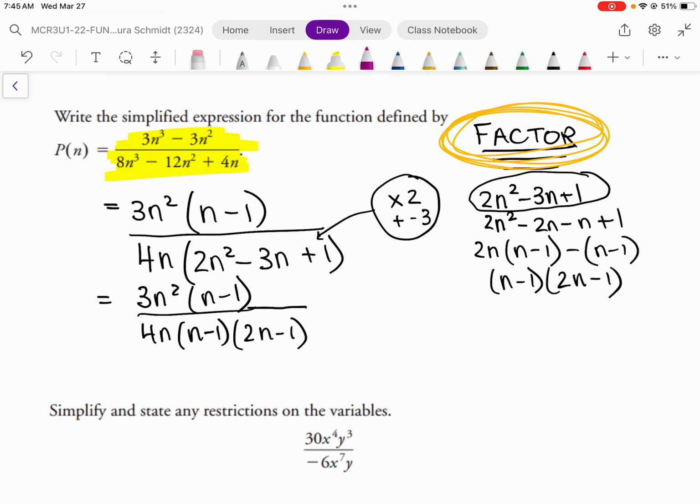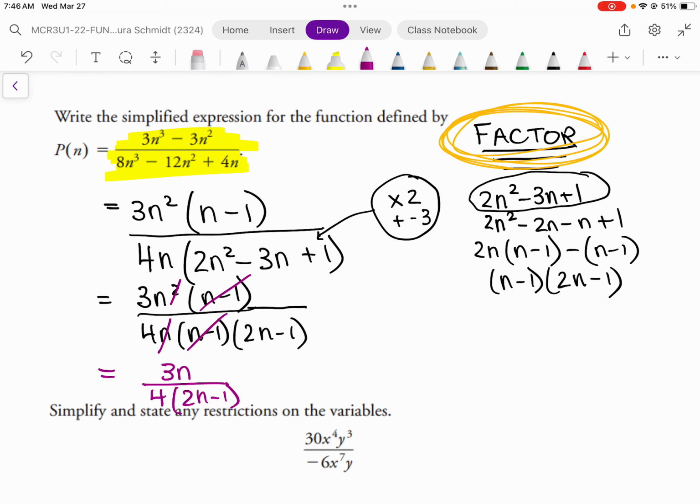But you never know. Okay, so then I'm going to see what I can cancel. What's the same on the top and bottom? I can cancel an n minus 1. Also, this n and the n squared, I can cancel out that n, and then the top will just have a single n. So the final answer will be 3n on top and 4 times 2n minus 1 on the bottom. So that's a simplified expression.